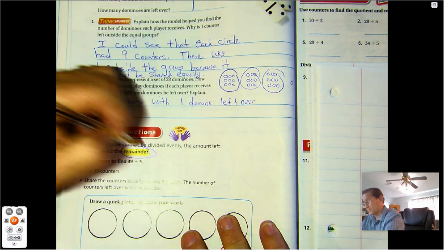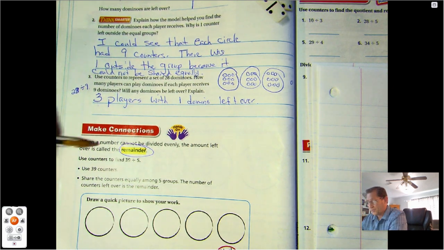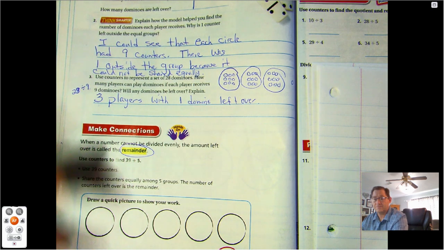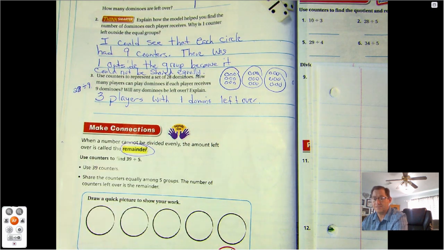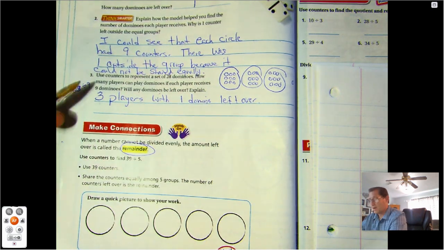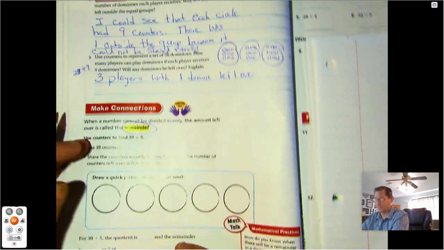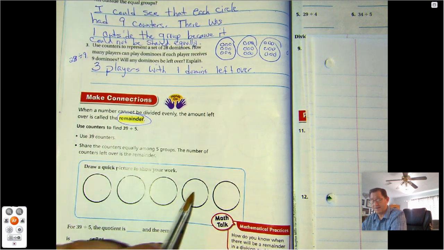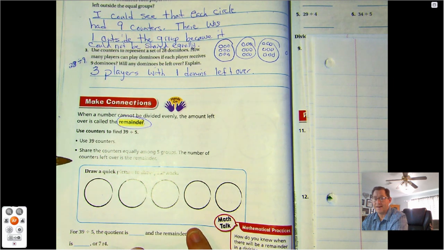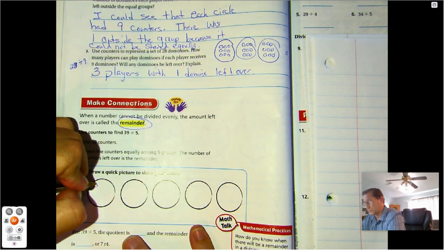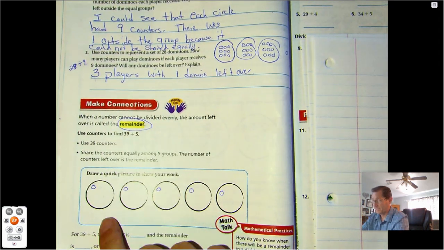Okay, so that's very important. So use counters to find 39 divided by 5. So again, you can find 39 counters, 39 pennies, 39 marbles, 39 beads, 39 beans, whatever you need to use as counters. I'm actually going to use the 5 circles, because that's what the divide by 5 is, so that I know there has to be 5 groups. And I'm just going to count by ones until I've used up all 39. And I'm going to represent that with just circles. So 1, 2, 3, 4, 5. Okay, so I have to give 1 to each group first, so they're even, right?